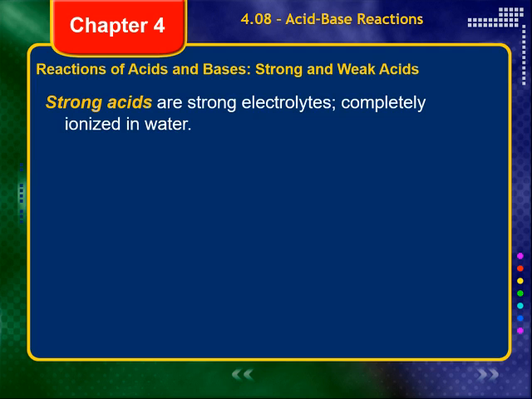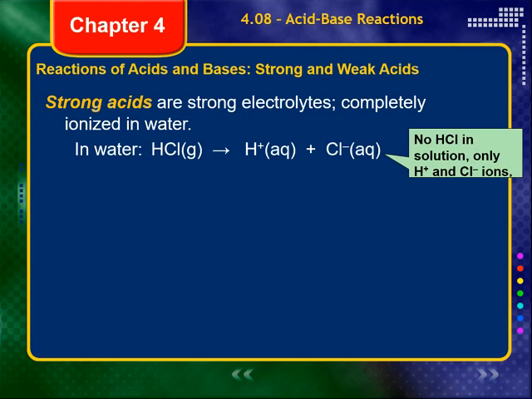So strong acids are strong electrolytes. Remember our definition of what an electrolyte is, what makes a strong electrolyte? Something that completely dissociates in water. We see that light bulb light up nice and bright. So in water, if I take HCl, hydrochloric acid, it's a strong acid because it dissociates completely in water. In water, I'm going to get only H+ and Cl- ions. There's going to be no formula units of HCl in that solution, only the ions.